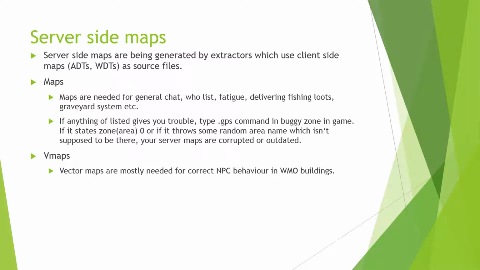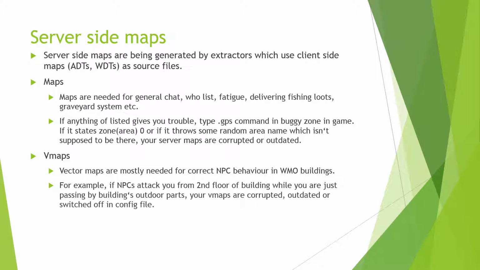Vmaps, or vector maps, are mostly needed for correct NPC behavior in WMO buildings. For example, if NPCs attack you from the second floor of a building while you are just passing by the building's outdoor parts, your vmaps are corrupted, outdated, or switched off in the config file. Vmaps are optional, although very recommended.